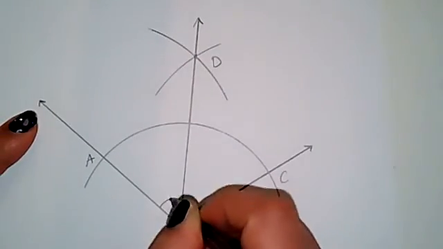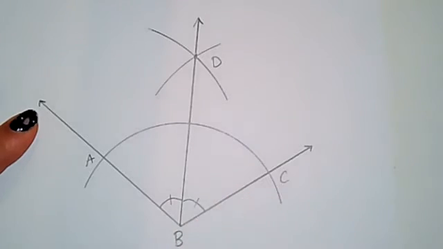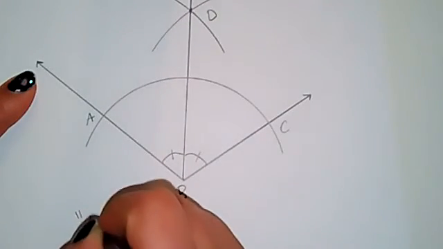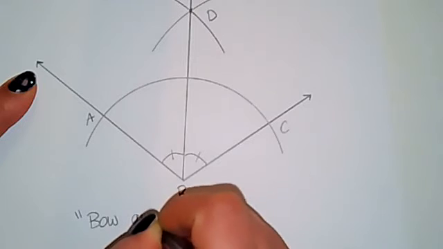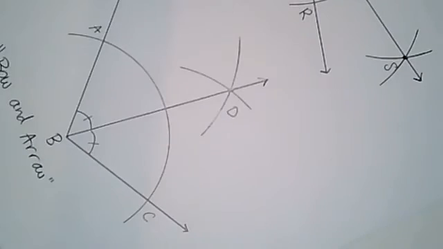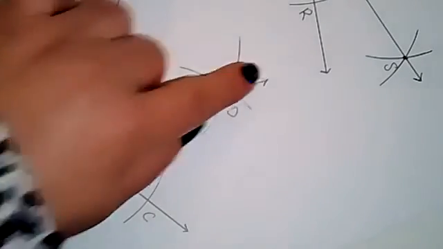So again, this is finding an angle bisector. If you want to include tick marks on there, you can. It's a little redundant, but you can do that. And then our nickname for this one is the bow and arrow. If you turn it sideways, you can see the bow and the arrow shooting through.